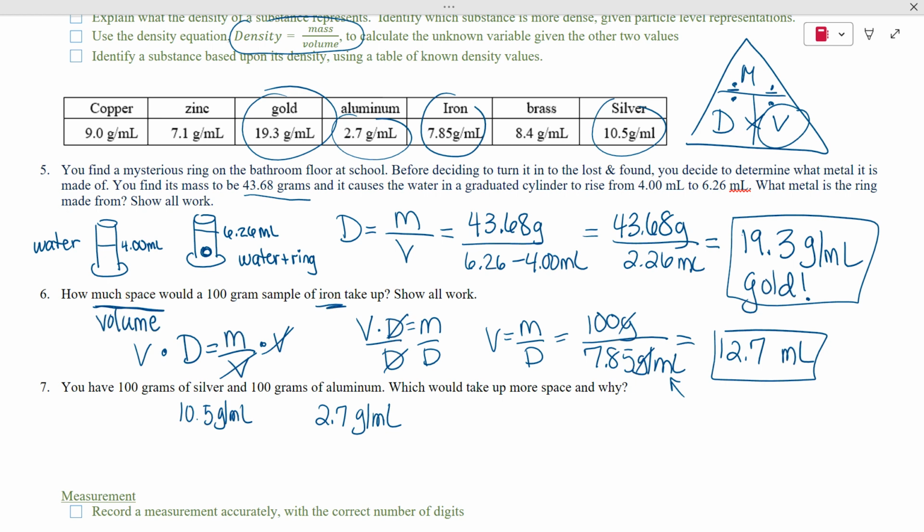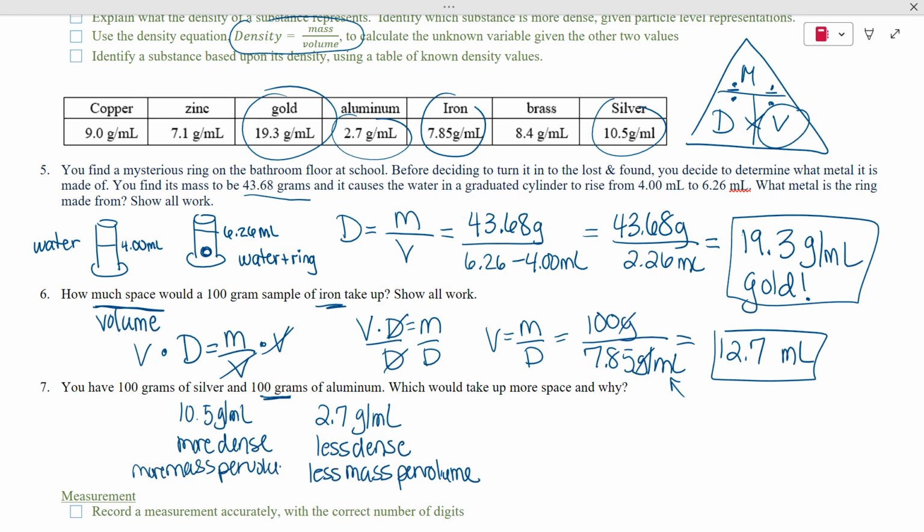So aluminum is less dense. You want to think about what that means. That means there is less mass per volume. So if you want to get 100 grams of aluminum, you're going to need a larger volume of aluminum than you would of silver, because silver is more dense. That means it has more mass per volume.